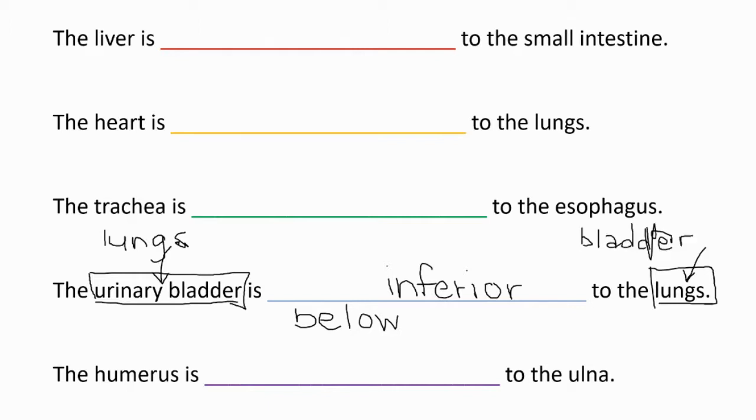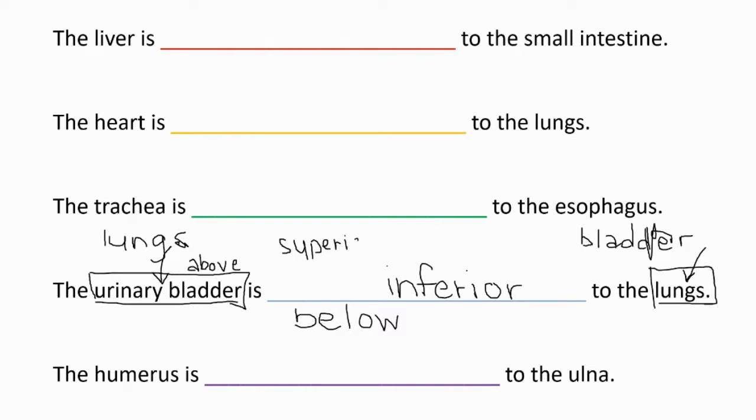Maybe I flip my organs in the opposite direction. Maybe my statement now says the lungs are blank to the bladder. Now I flipped the order on them. So now instead of my structure at the beginning being below the other, now my structure is above. Since my structure is above, I flipped those directional terms. So you guys are lighting up the chat for me. Thank you, as I'm dying over here. You're absolutely right in the chat. The lungs are superior to the bladder.